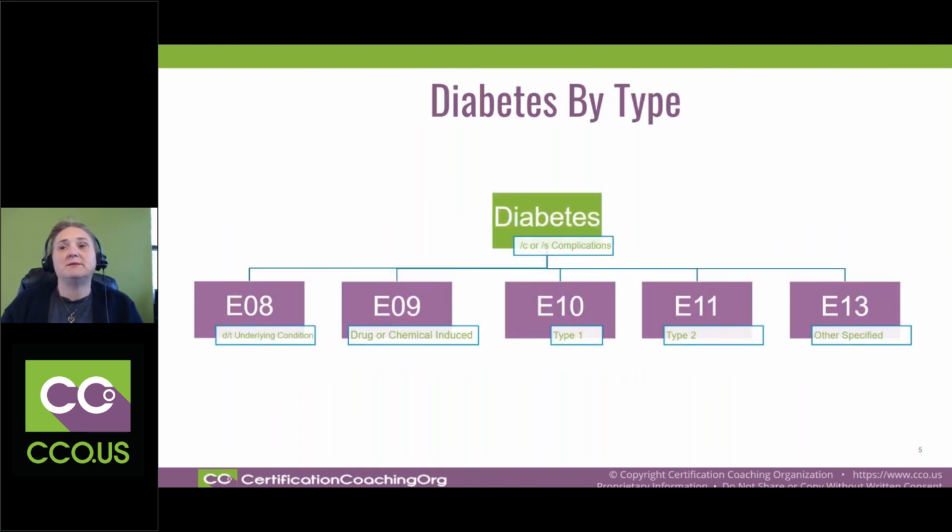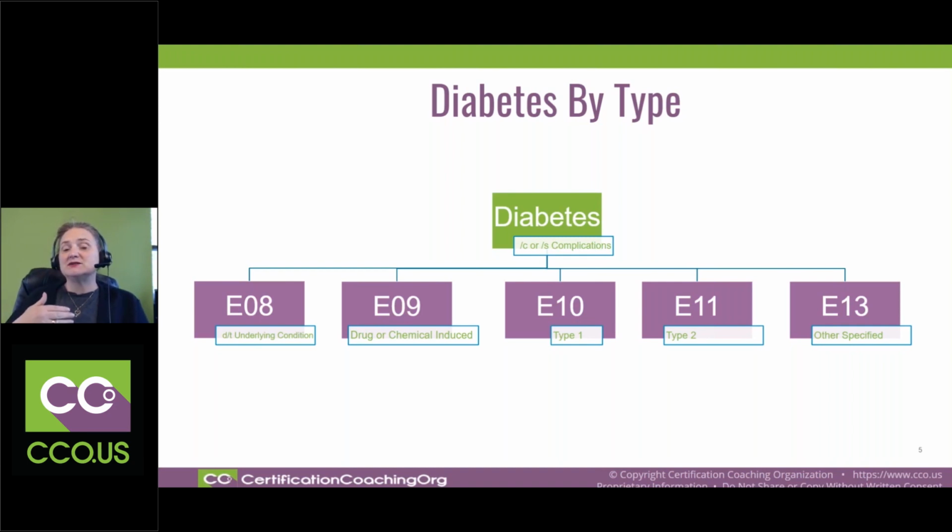Now, let's think about the codes themselves. If you have diabetes with or without complications, so it doesn't matter, what are the different options that we have for diabetes? Now, we always talk about E11 because that's what most people have. And then we know E10 is type 1.